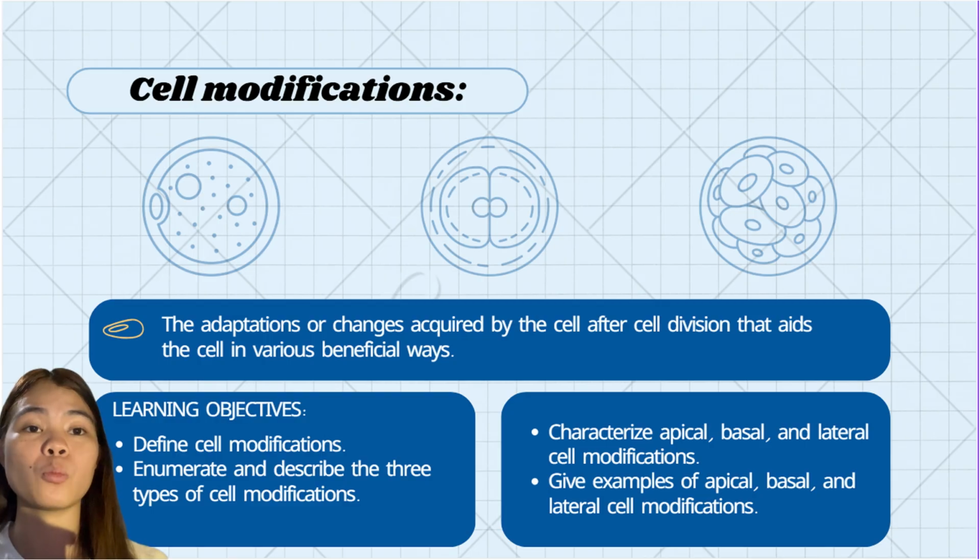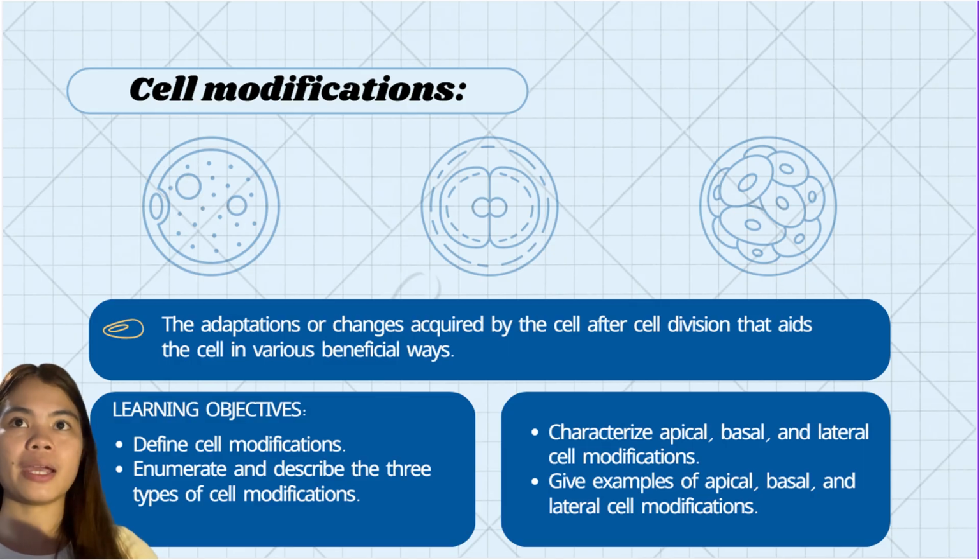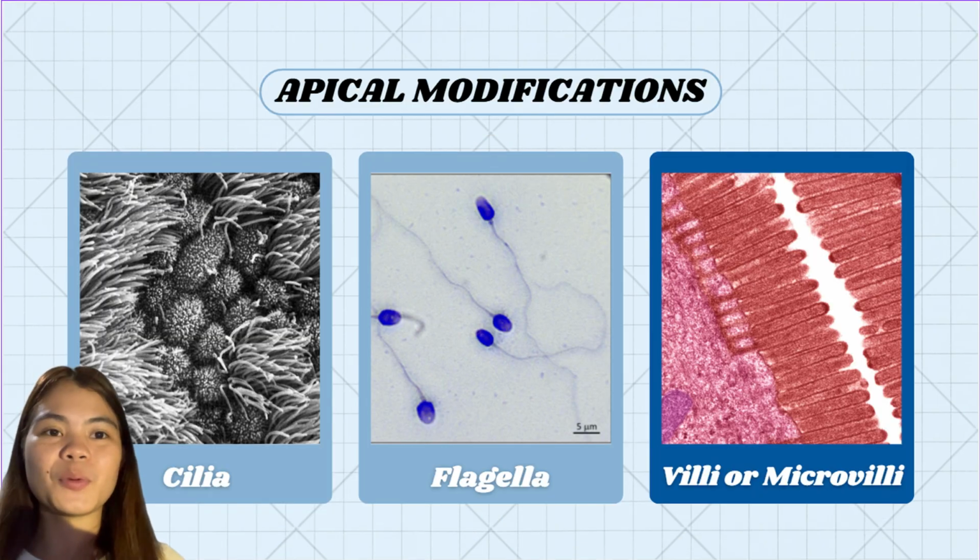That is why we have what we call cell modifications. Cell modifications are defined as the adaptations or changes acquired by the cell after cell division that aid the cell in various beneficial ways. And for today's topic, our learning objectives are: define cell modification, enumerate and describe the three types of cell modification, characterize apical, basal, and lateral cell modification, and give examples of apical, basal, and lateral cell modifications.